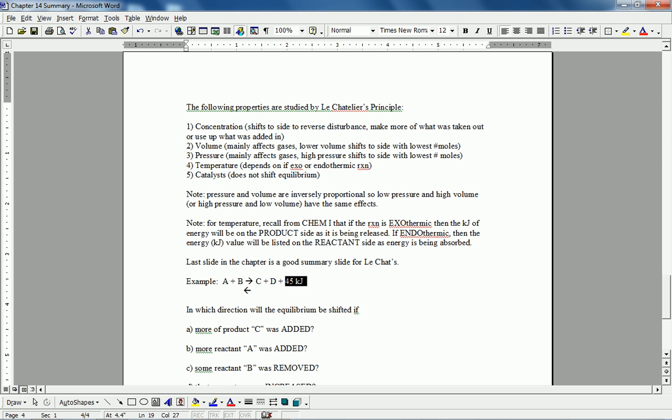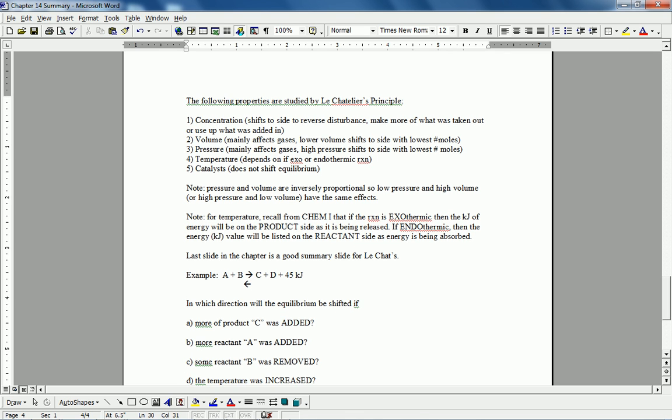Had this 45 kilojoules been written over here on the side of A and B, that would have meant that we have an endothermic reaction, because in an endothermic reaction, the energy or kilojoule value would be listed on the reactant side, because energy would actually be a reactant or a necessity in getting the reaction started. So again, you should know if something is exo or endothermic before you know which direction the equilibrium would be shifted. So let's take a look at this example and determine in which direction the equilibrium will be shifted under these 4 scenarios, these 4 conditions.